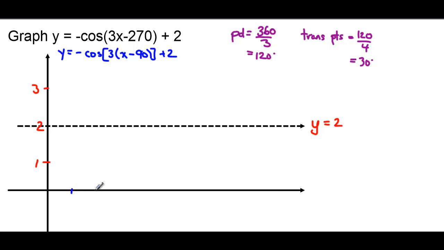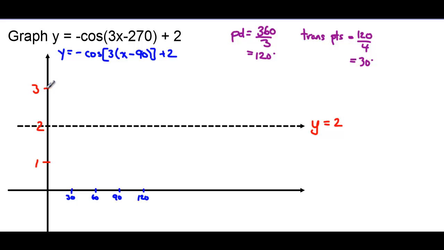30, 60, 90, 120. Now, we're working with cosine. So cosine, if you remember, doesn't start in the middle. It actually starts at the top of its cycle. So we would normally start right here at the top, which is 3.